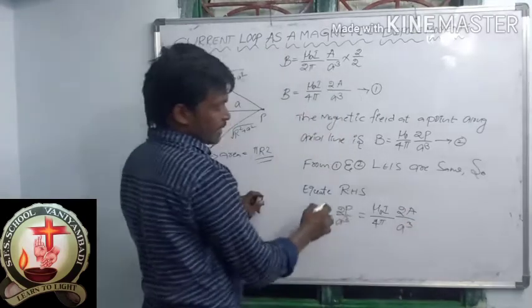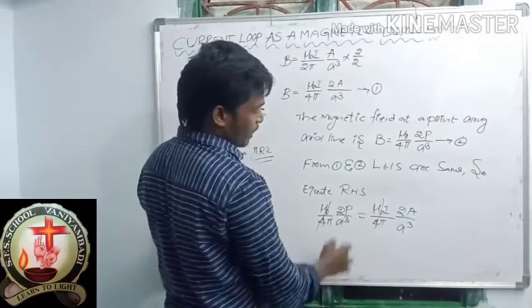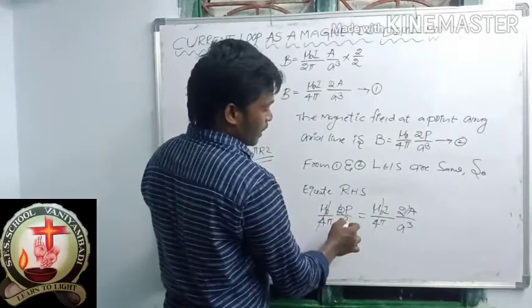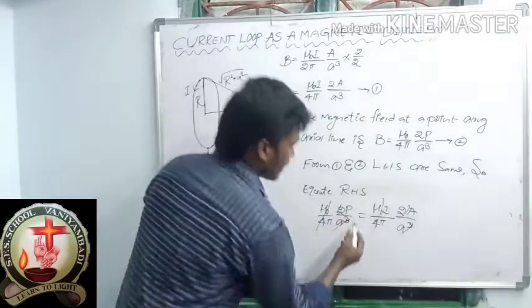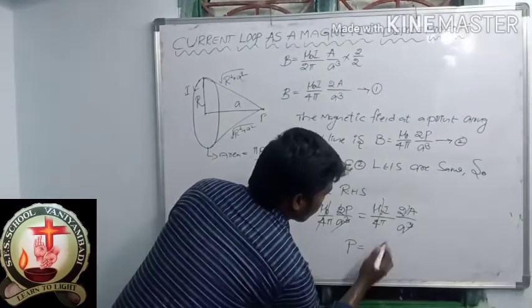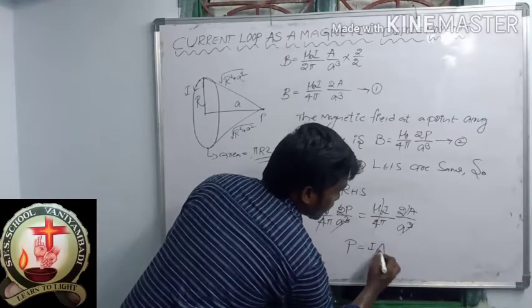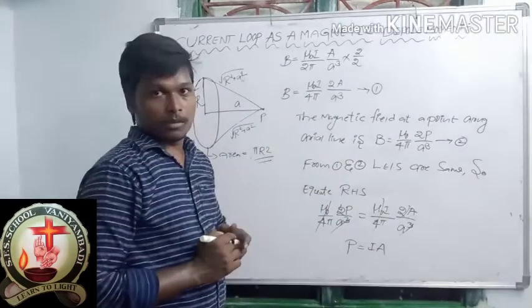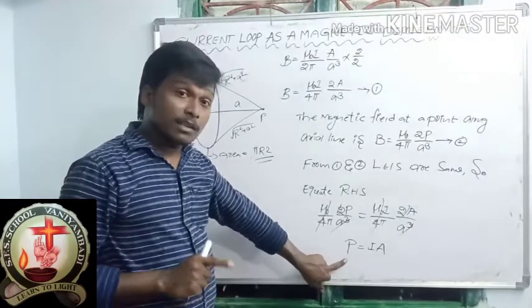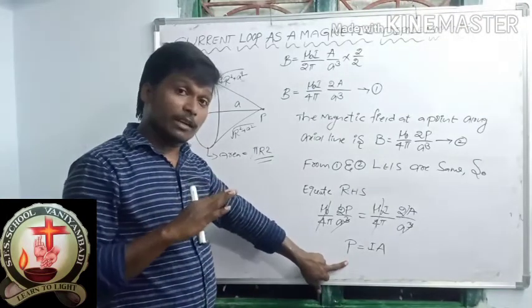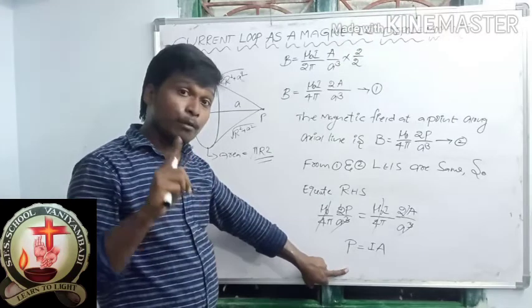So here what is the cancellation? Mu naught by 4 pi, mu naught by 4 pi, 2, here a cube. What is the remaining here? P is equal to, here what is the remaining? I, and here one more term, A. Usually P means at which term we are denoting here? Magnetic dipole moment.